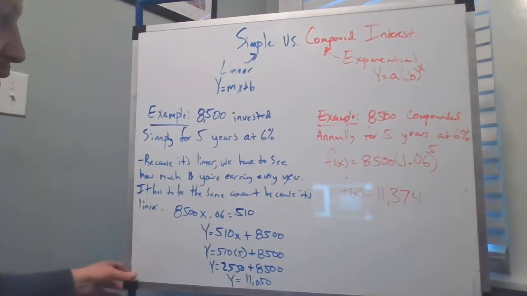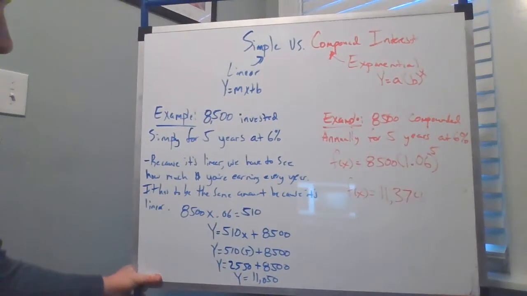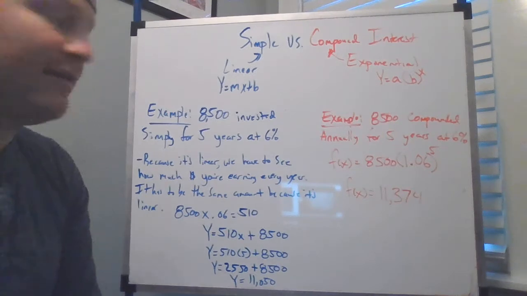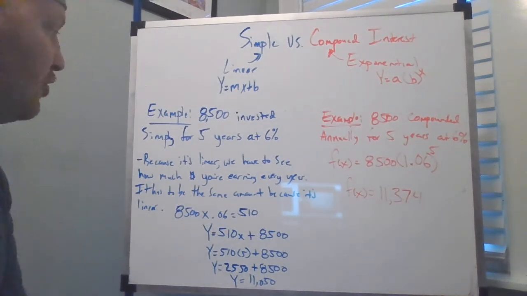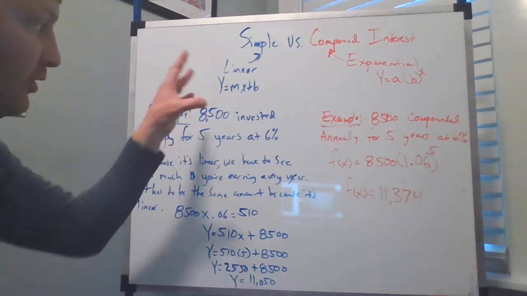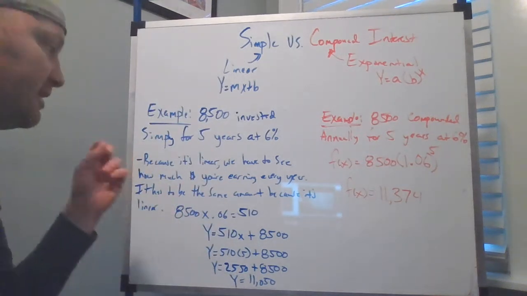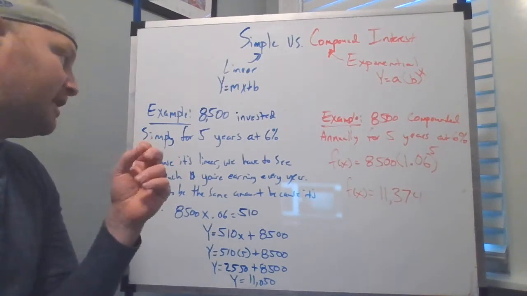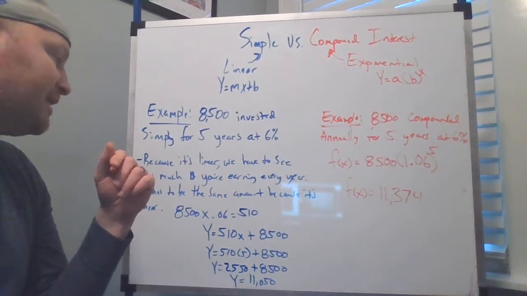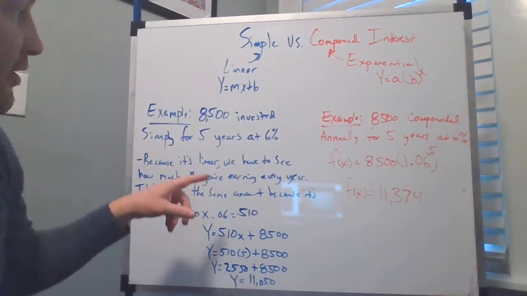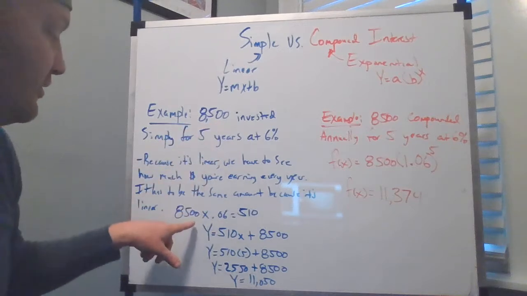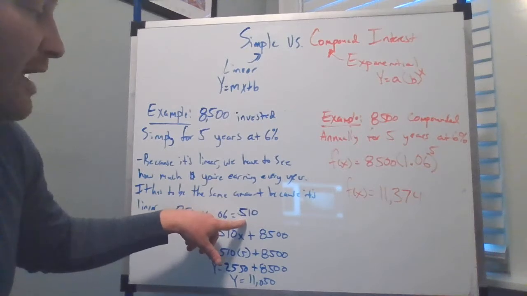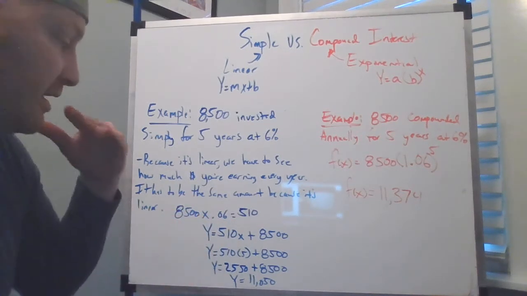So, first example, I'm going to do the same amount of investments for each so you can see the difference between both. So $8,500 is invested simply for 5 years at 6%. So here's the rule, the little extra thing you have to do for simple versus compound. You have to know that because it's linear, we have to see how much money you're earning every year in this situation. It has to be the same amount because it's linear. So the first thing I'm going to do is I'm going to take 6% of $8,500, and that's $510. So that means every year I'm only making $510, no more, no less, exactly $510.